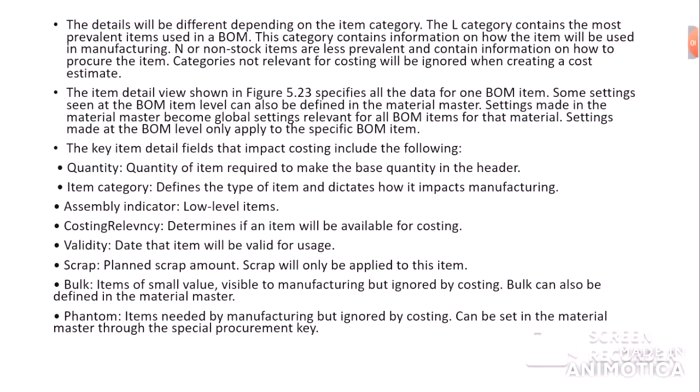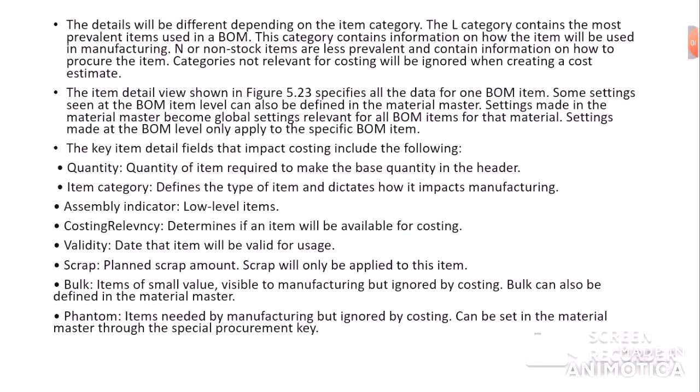Quantity. Quantity of item required to make the base quantity in the header. Item category defines the type of item and dictates how it impacts manufacturing. Assembly indicator. Low level items. Costing relevancy determines if an item will be available for costing. Validity date that item will be valid for usage. Scrap. Planned scrap amount. Scrap will only be applied to this item.